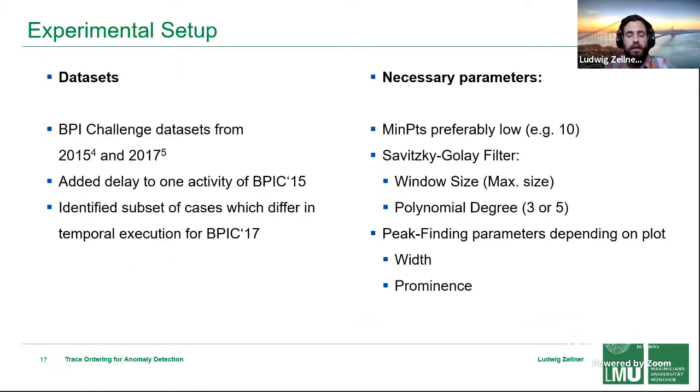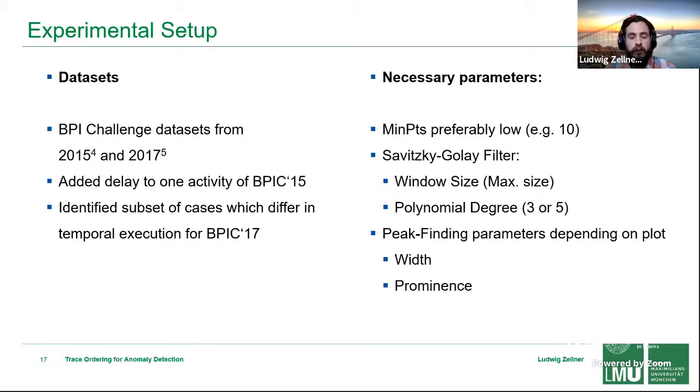Now we are getting to the experimental setup with which we evaluated our approach. For the OPTICS part, one parameter is required: the min points, which controls the granularity of our two-dimensional reachability plot. For the filter part, we need the window size, which says how many points are going to be considered, and the polynomial degree, which is the order of the polynomial which will be fit to these points in the regression step. For the automated peak finding, we have to specify the width and the prominence of a peak, which means the maximum difference between the reachability distance and our baseline.